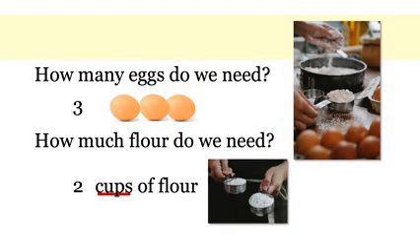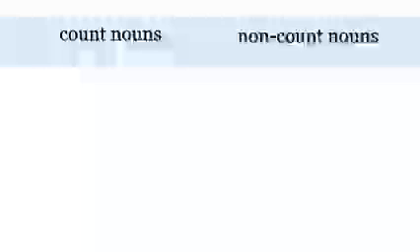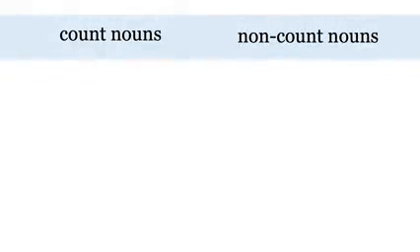Let's see if you understand. You are going to see a noun. Think, is it a count noun or a non-count noun? Remember, if you can easily count it, 1, 2, 3, it's a count noun. But if you have to put it in a container or if you have to measure it to count it, then it's a non-count noun.